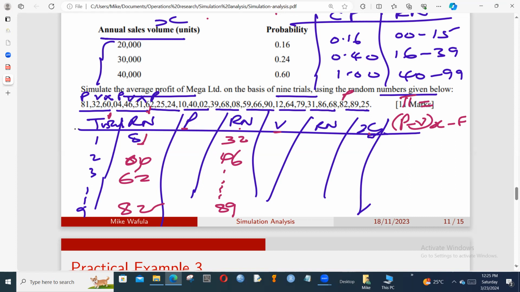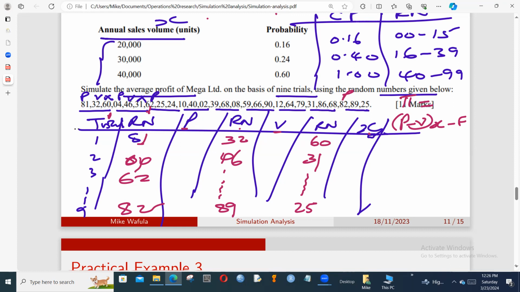Then we have the random number for this annual sales. The first one is 60. The next one is 31. And the last one should be 25. Yes. So we now need to, first of all, begin filling in the columns P, V, and X.